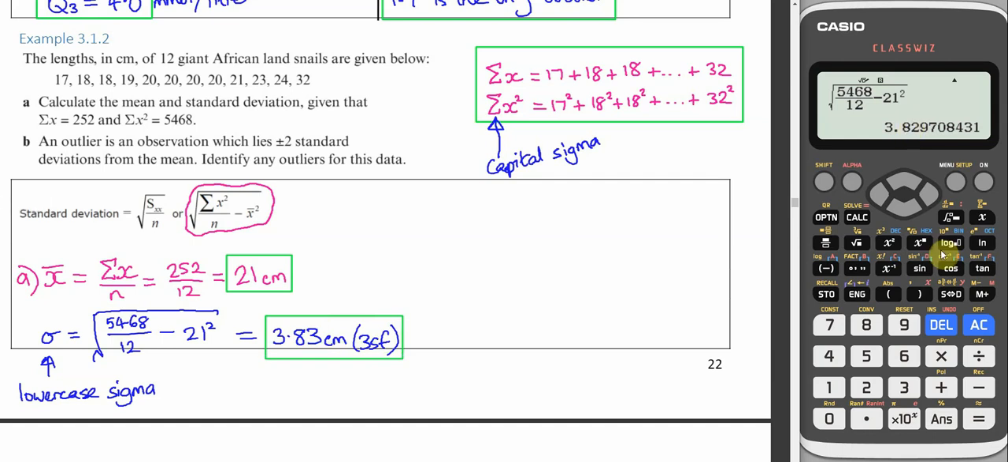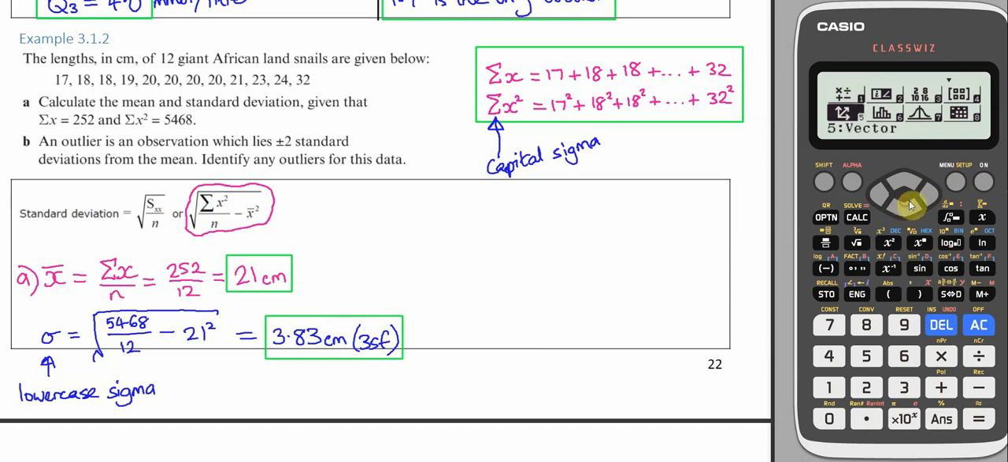Just a quick note on part A, you could have gone into menu and gone into statistics, gone into one variable and entered all those values into the calculator, and then the calculator would have worked out the mean and the standard deviation for you. Of course that works, but since we were given sigma x and sigma x squared, it's actually less work to do it the way I did it there. Now if you had time in the exam, that one might be a sensible thing to do. Get it in the calculator and then compare your answers. Really good to check your answers there. But ultimately this is quicker in this particular case.